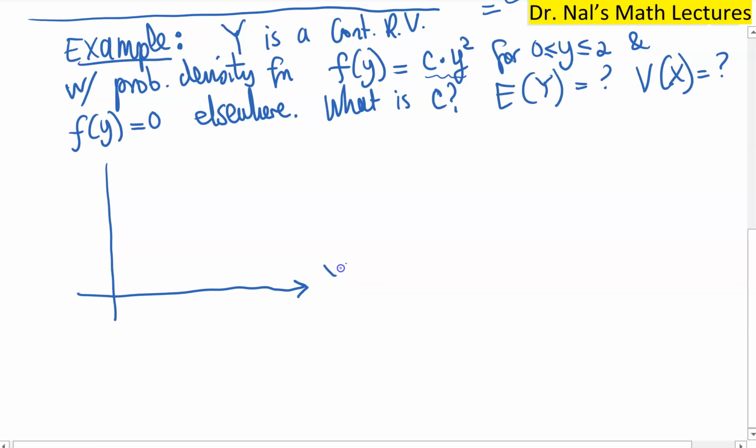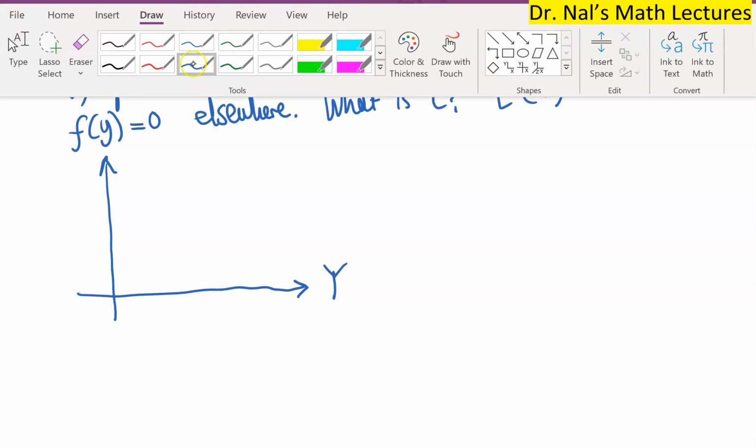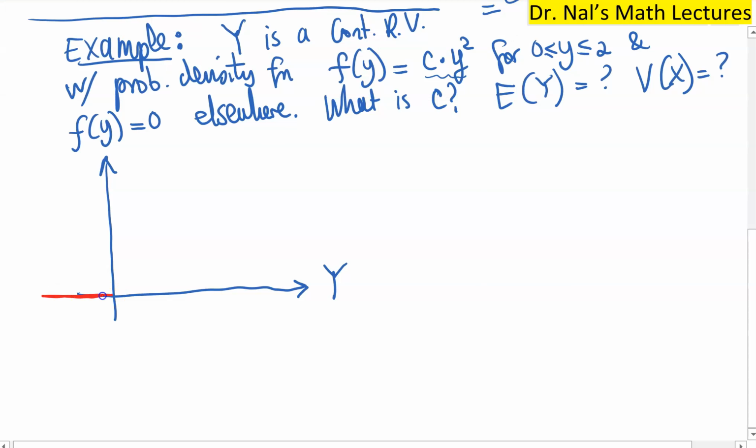If you have our random variable here, and the probability density function, apparently we are told it is 0 anything before 0, and anything after 2 it is also 0. But between 0 and 2, 0, 1, 2, it follows this function. This function is just a parabola. It's something like this, something that we are familiar with.